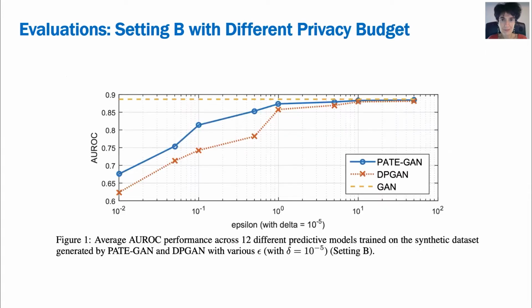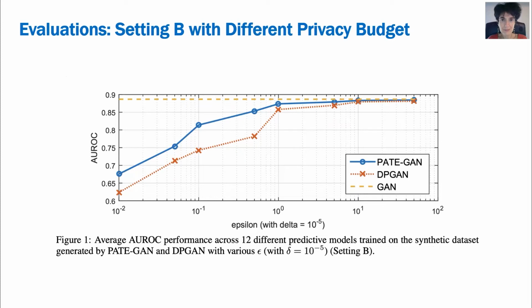As I explained earlier, differential privacy has a privacy budget. Here we change our privacy budget, epsilon, between 0.01 and 100. The higher the epsilon, the less private the data. As you can see in this picture, there is a clear trade-off between privacy preservation and synthetic data fidelity or quality.